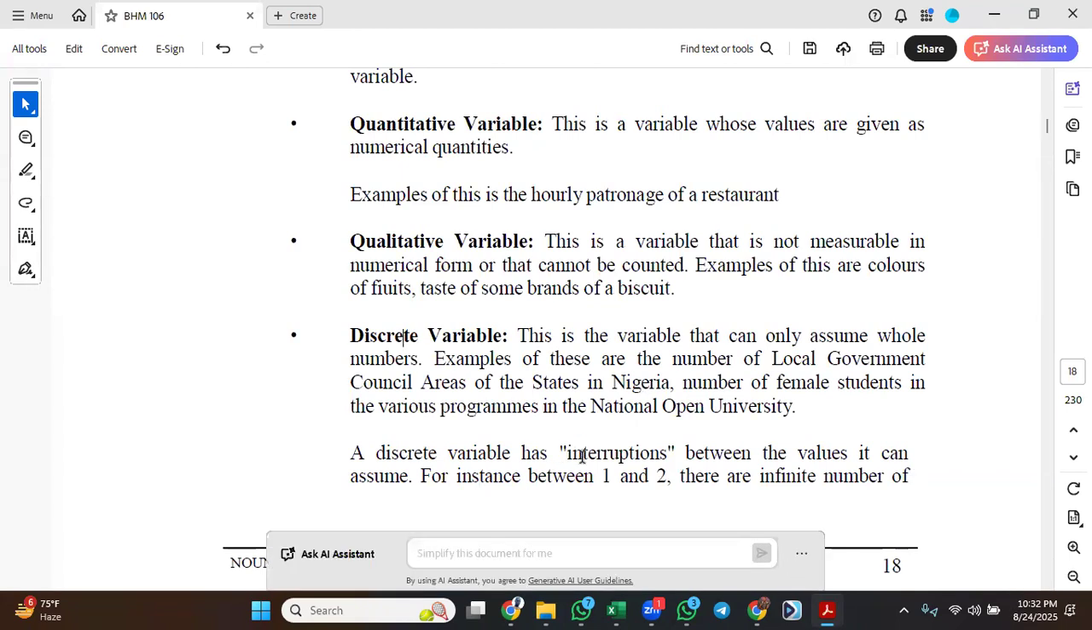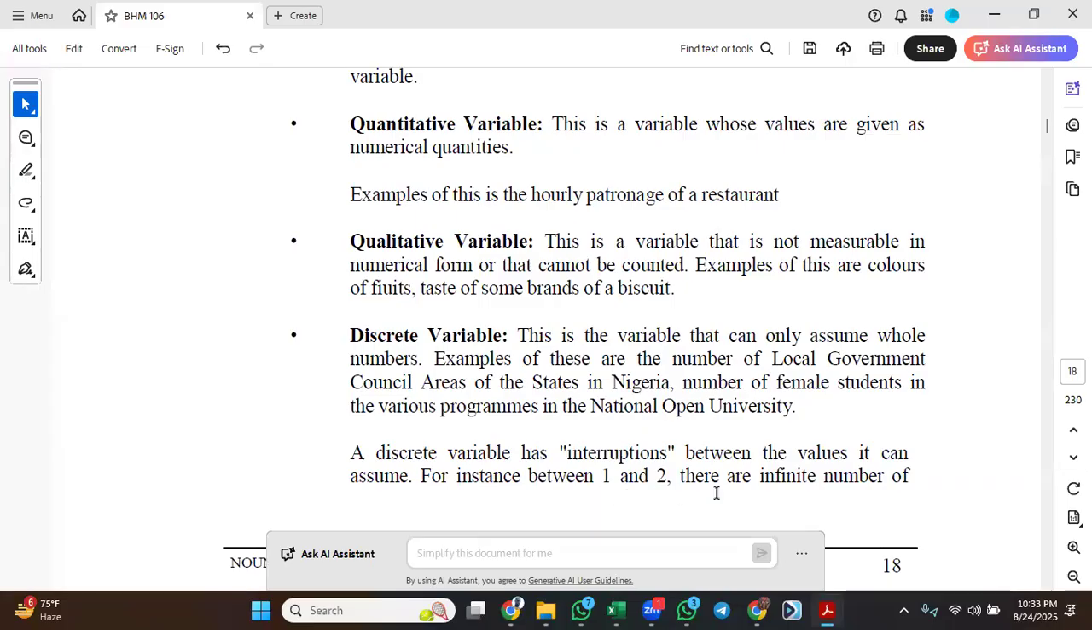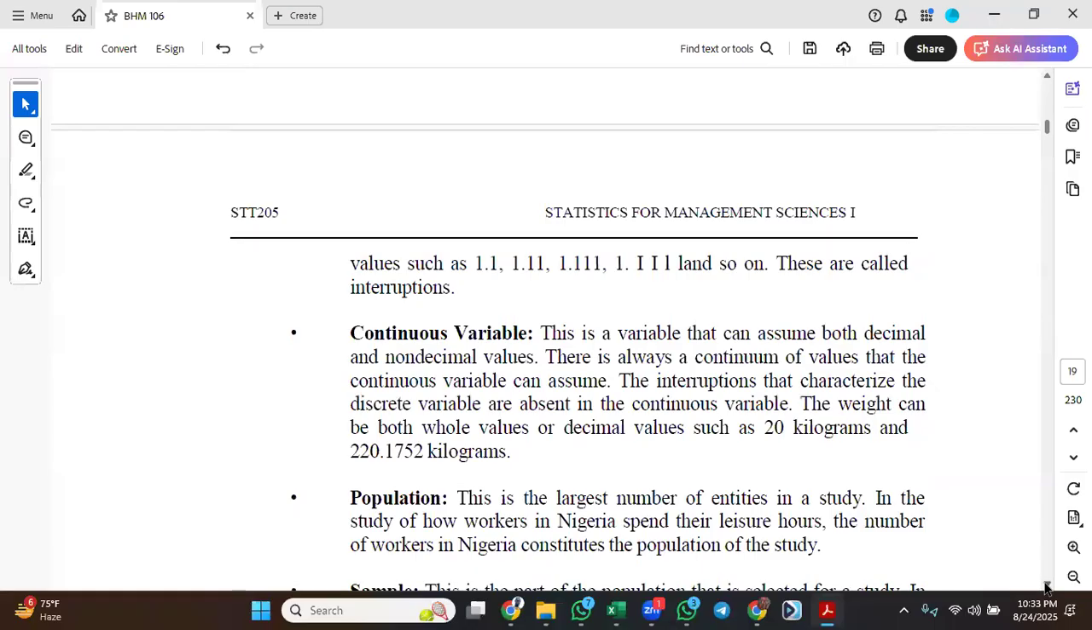A discrete variable has interruptions between the values it can assume. For instance, between 1 and 2, there are infinite values such as 1.1, 1.11, and so on and so forth. They are called interruptions. They don't partake in the discrete variable; they exist, but they are not part of it.